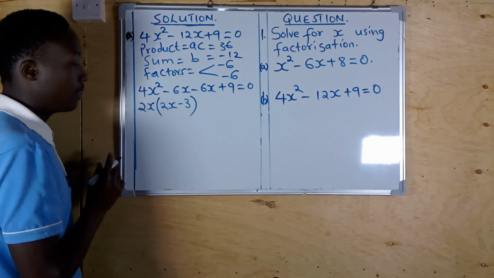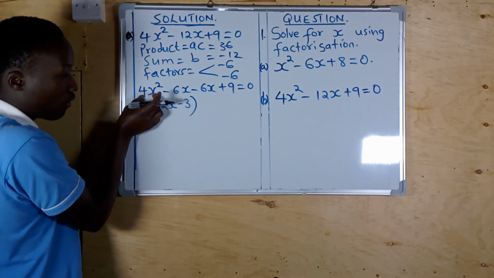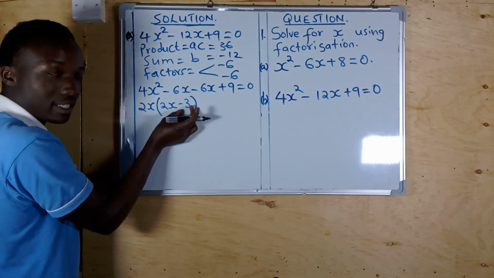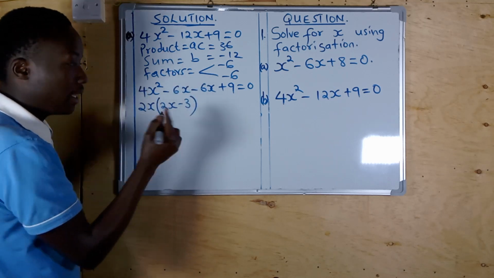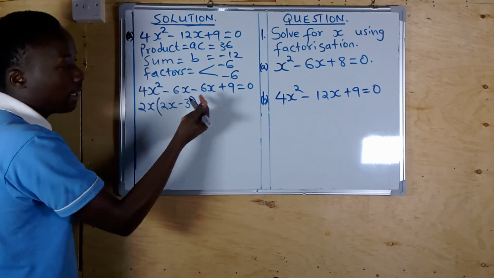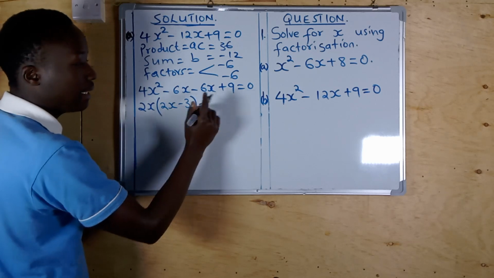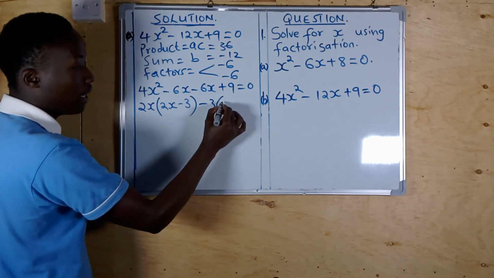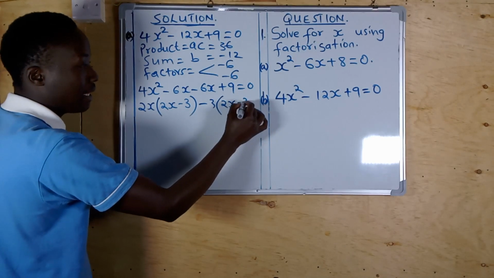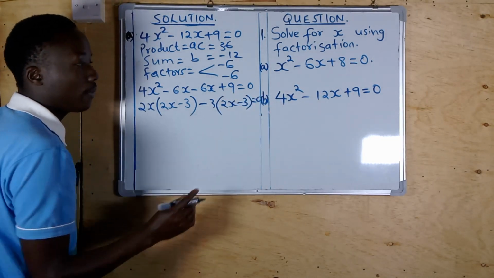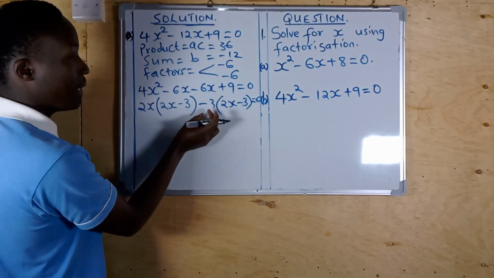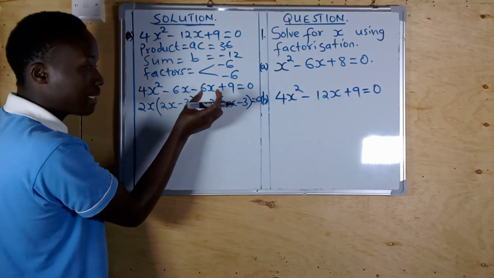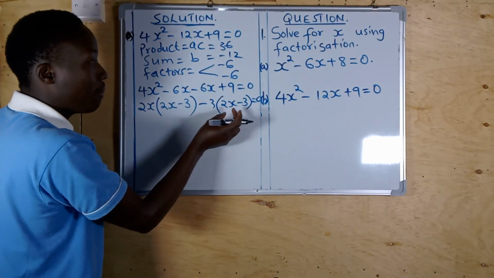So 2x times 2x is 4x squared. 2x times negative 3 is equal to negative 6x. Then we proceed to the second two. The common factor between 6x and 9 is 3. And in our brackets, we have 2x minus 3 is equal to 0. So note this: minus 3 times 2x is minus 6x. Minus 3 times minus 3 is equal to plus 9.